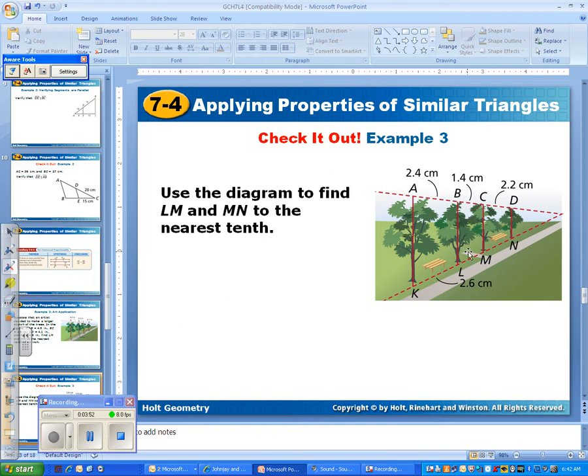proportionality corollary. So the same thing. This is the exact same thing. I want you to solve this one and see if you can figure out what x equals and what y equals. Then x is, we could say x is LM and y is MN.